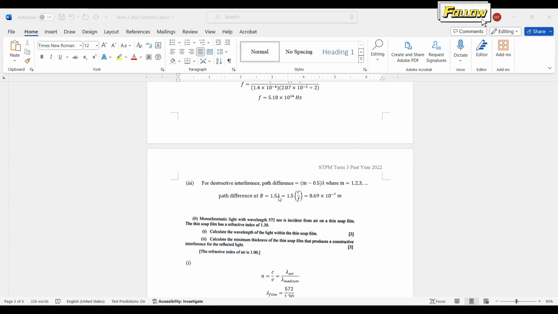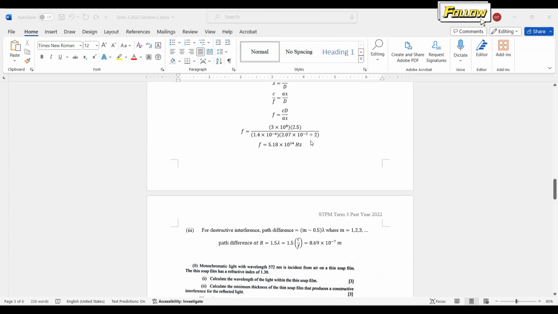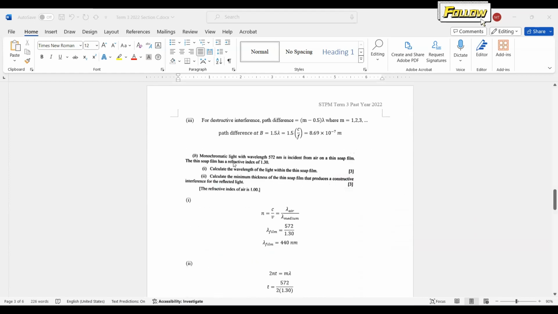For lambda, you can again apply the formula c over f, where f is the one we have here. Put in all the values, and you should obtain the answer of 0.69 times 10 to the negative 7 meter. Move on to question B.